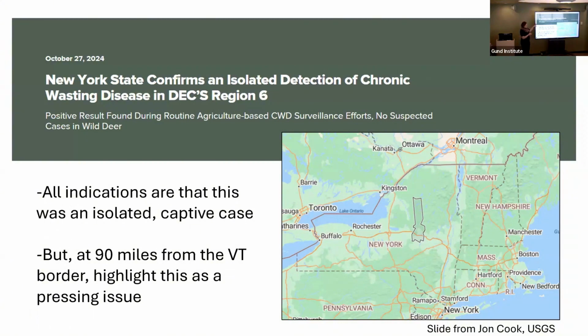But I think this detection, as well as a detection in Quebec in 2018, have both highlighted that this disease really may be knocking on our door. And we may not have the 2 decades it would take for a deer to walk here from Pennsylvania to consider proactive management. We really need to be thinking about this immediately if we still want to have a chance at intervening before it's here.